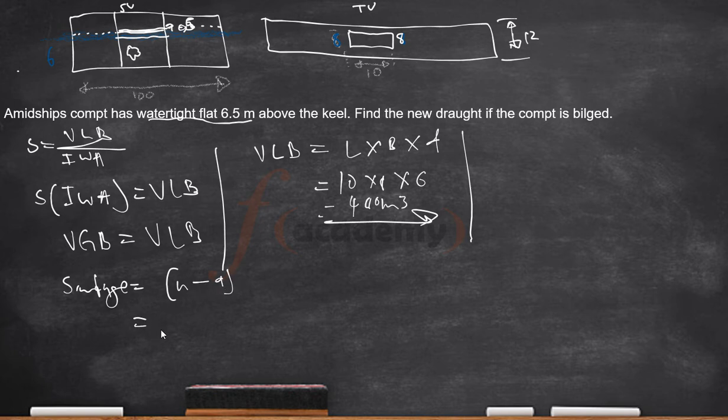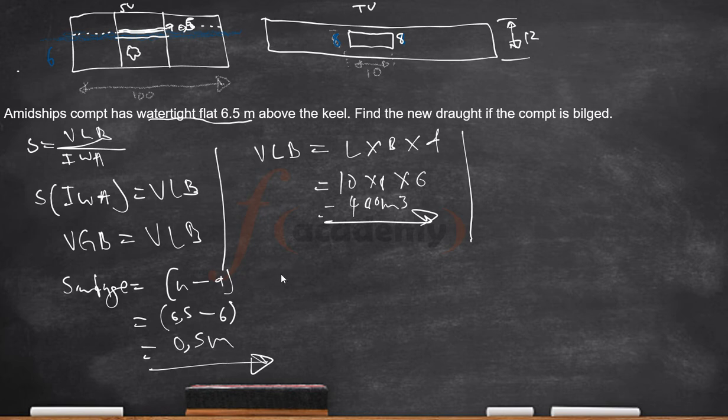So if I do that, I'm just going to have 6.5 for the watertight flat above the keel minus our initial draft. Our initial draft was 6. So for us to sink till we reach the watertight flat, we'll have sunk about 0.5 meters, half a meter. The question is, are we going to sink that much?